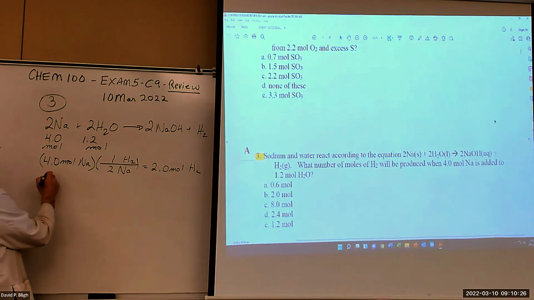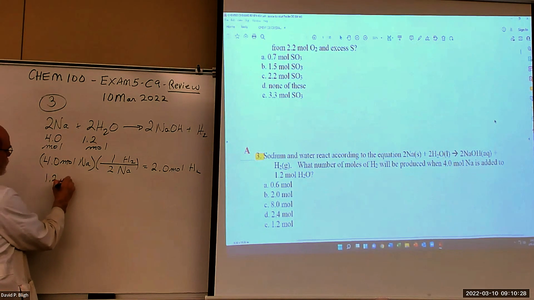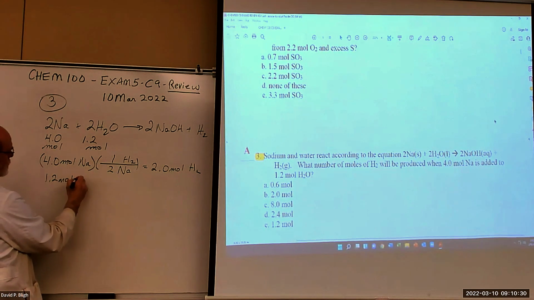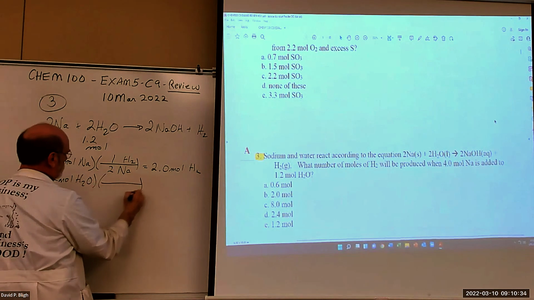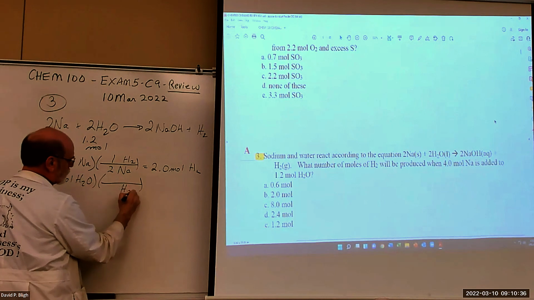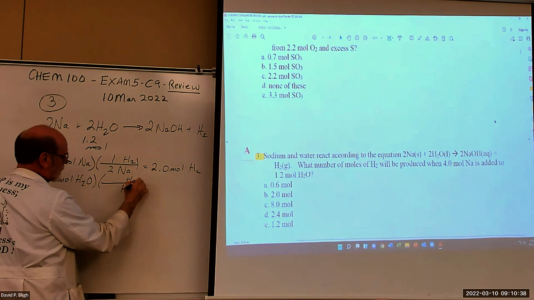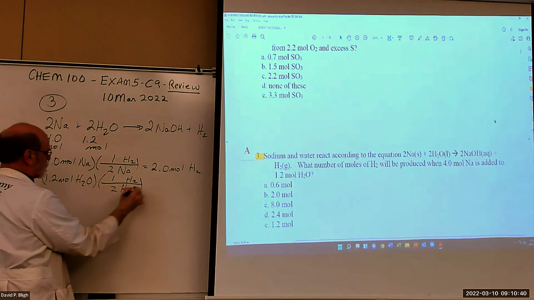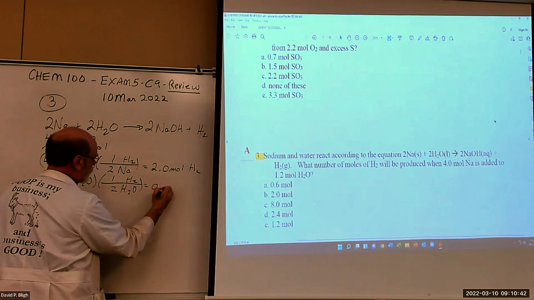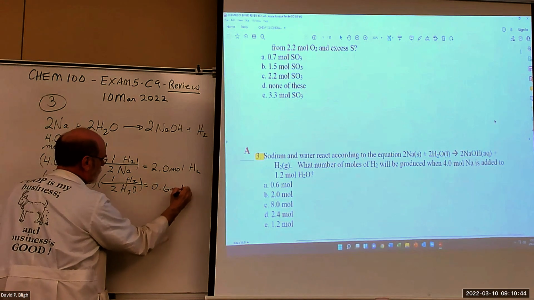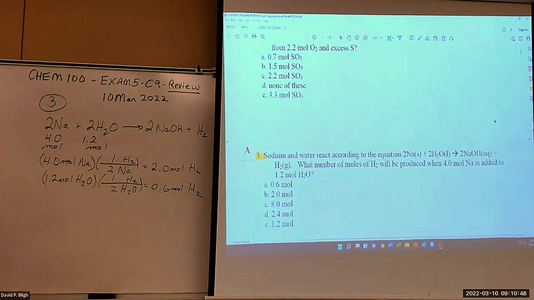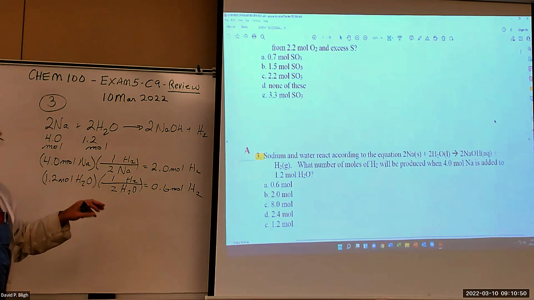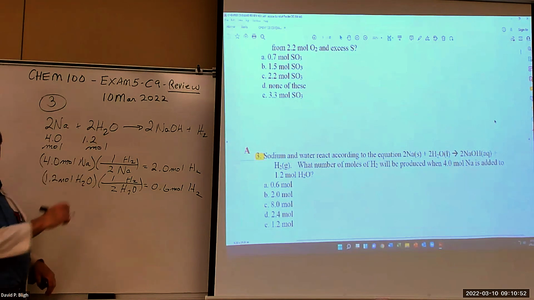What if we used all the water? 1.2 moles of water. So we have water down here, hydrogen up here again. So that's 1, that's 2. And that's 0.6 moles of hydrogen. So now we can tell at a glance which one is limiting. Water's limiting.